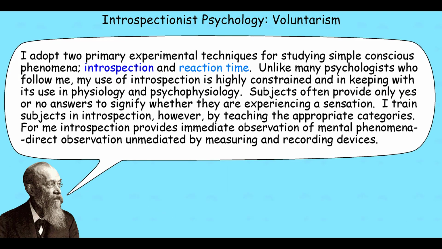Wundt adopts two primary experimental techniques for studying simple conscious phenomena: the use of introspection and the use of reaction time. Unlike many psychologists who follow him in this tradition, Wundt's use of introspection is highly constrained and in keeping with its use in physiology and psychophysiology. Subjects often provide only a yes or no answer to signify whether or not they're experiencing a sensation.